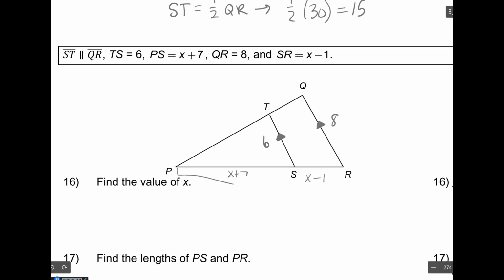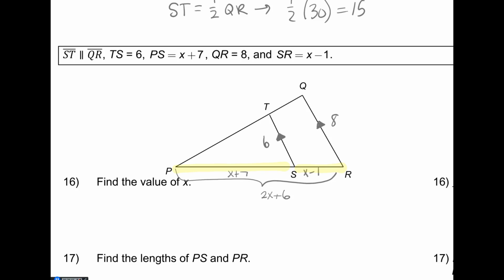Okay, so this whole segment, this whole part right here is going to be the addition of my two little segments. Because I have P to S, and if I add S to R, I'll have P to R. So x plus 7 plus x minus 1. So this whole thing is going to be 2x plus 6. All right, so I'm trying to find the value of x.